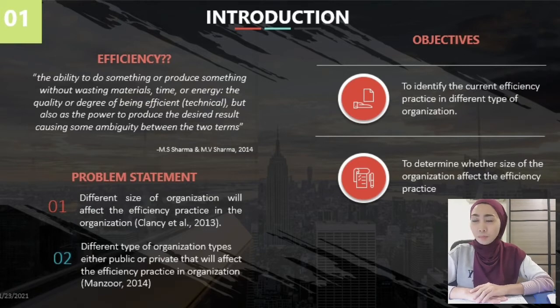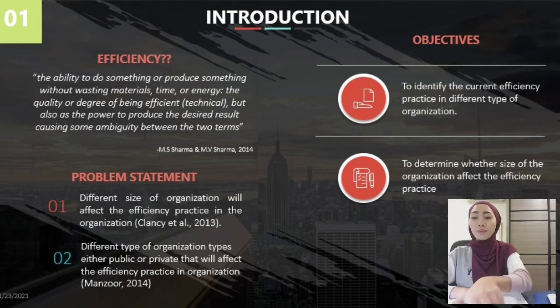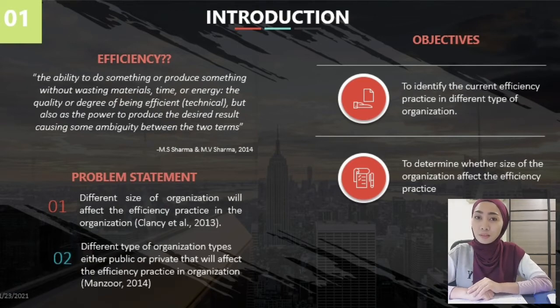Then for the next topic, I will elaborate on the problem statement of this study. Basically, we have 2 problem statements based on our research. Problem statement number 1, as quoted by Clancy et al. 2013, is that different sizes of organization will affect the efficiency practice in the organization. And the second problem statement, as quoted by Manzoor 2014, is about different types of organization, in the public or private sector, that will affect the efficiency practice in the organization.